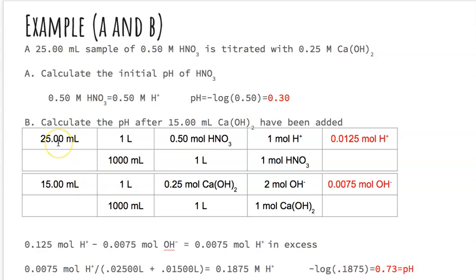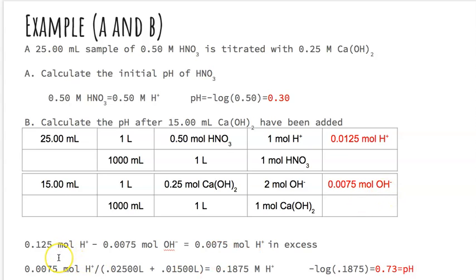So I have 25 milliliters of acid. Convert that to liters. It's 0.5 molar. And 1 mole of HNO3 gives me 1 mole of H+. So I have 0.0125 moles of H+. Just a little stoichiometry. Very, very similar calculation. 15 milliliters of base. Get that into liters. It's 0.25 molar. But I get 2 OHs from every Ca(OH)2. See the 2 right here. So I have 0.0075 moles of OH-.